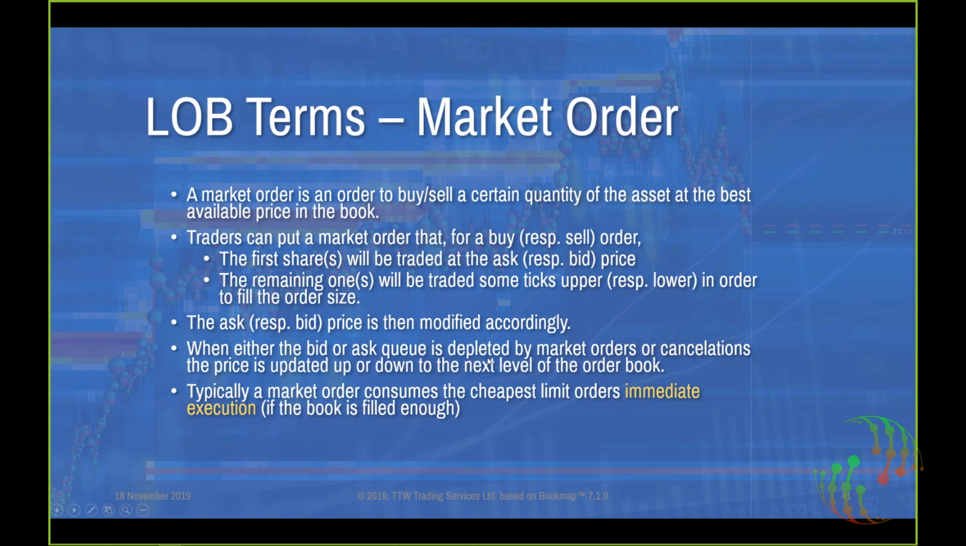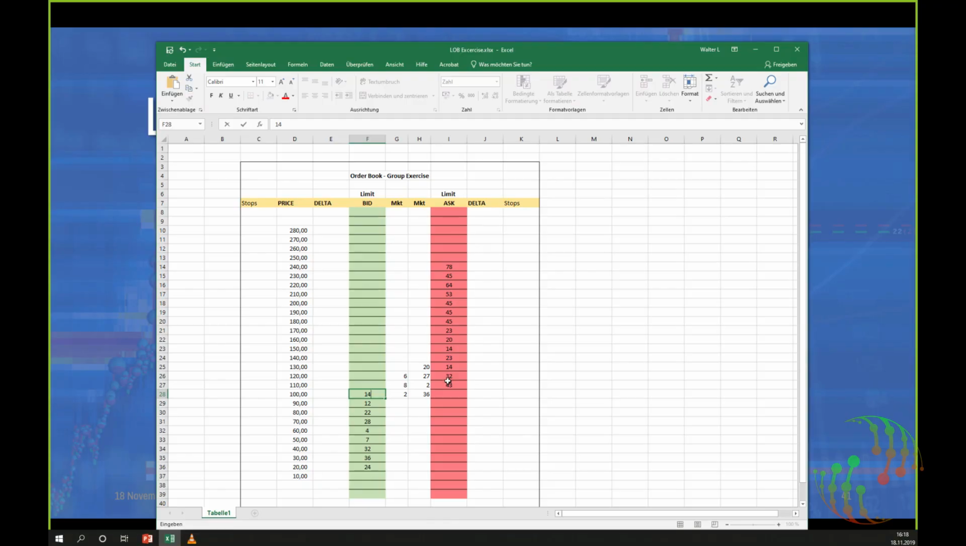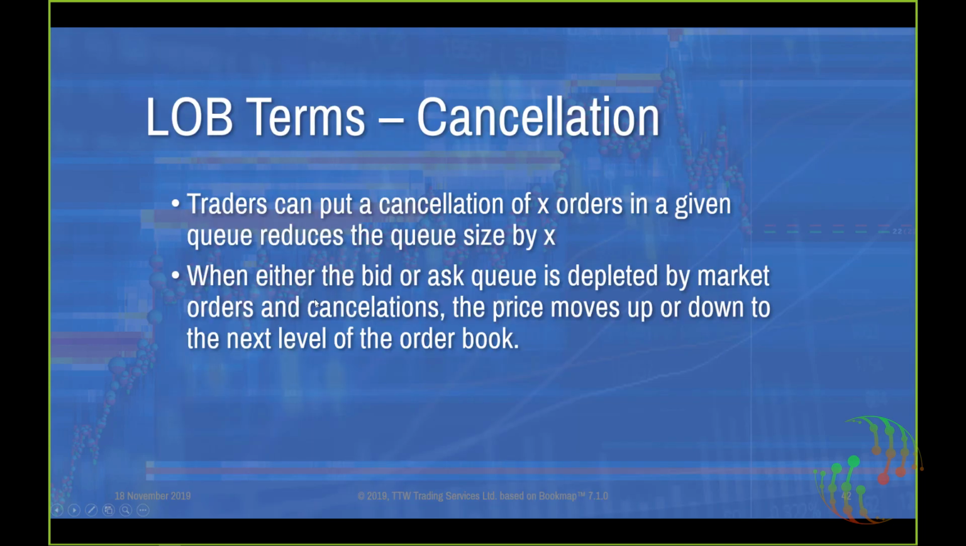When either the bid or ask queue is depleted by market orders or cancellations, the price is updated up or down to the next level of the order book. And this up and down depends on the matching engine. That's a program, an algorithm at the CME. If there is no bid at this level, for example, and suddenly one hits the bid here, then they are traded here. And when they eat every 14, for example, then the price follows down. Cancellation: a trader can put in a cancellation of X orders in a given queue, reduced by the size.